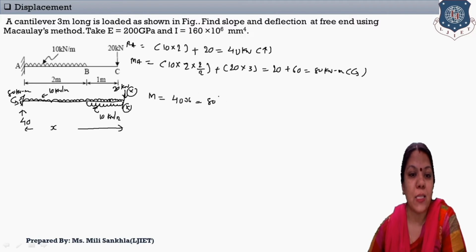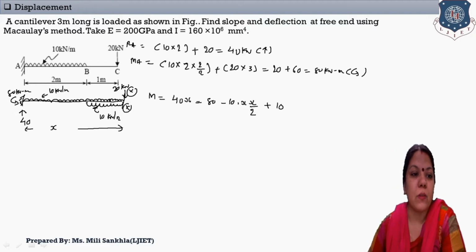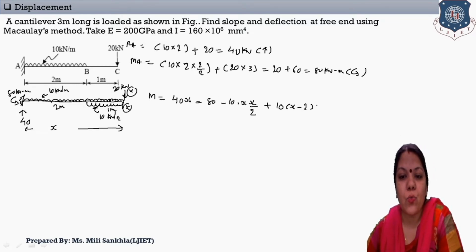Next, the UDL rotates with respect to the section in the anti-clockwise direction: 10, then x, and x by 2, that is UDL load into distance and distance by 2. Then the extra UDL rotates in the clockwise direction, so take plus: 10, and the distance is x minus 2, with x minus 2 by 2.